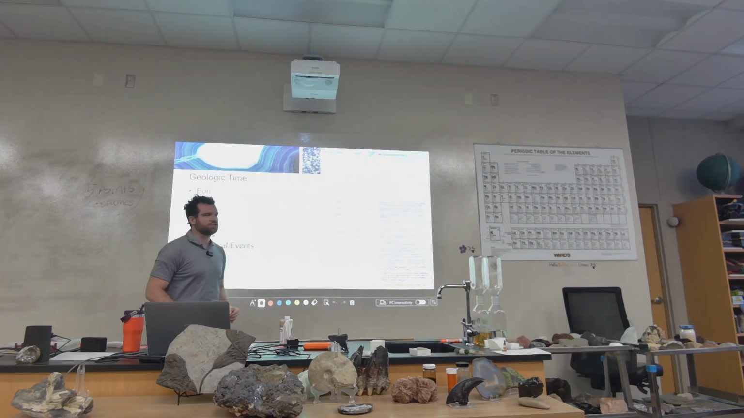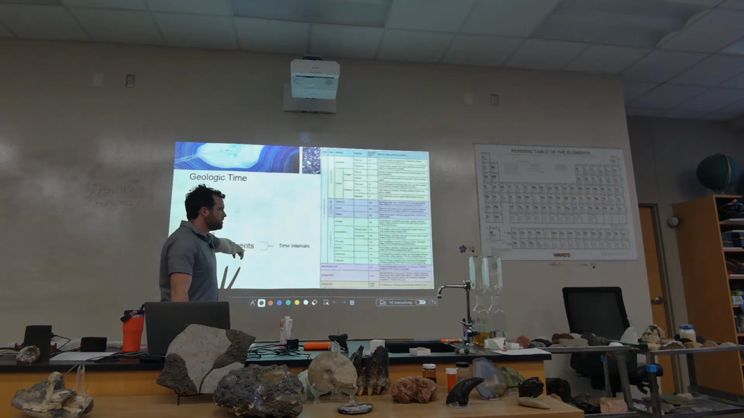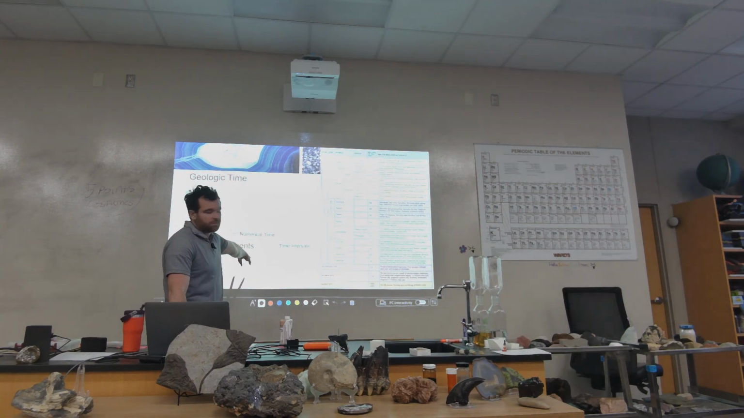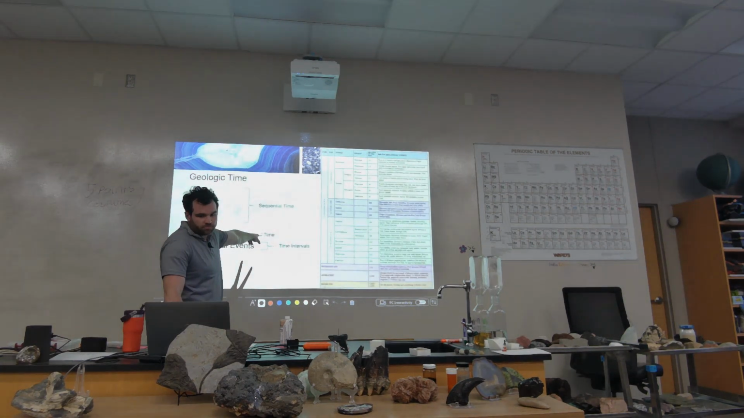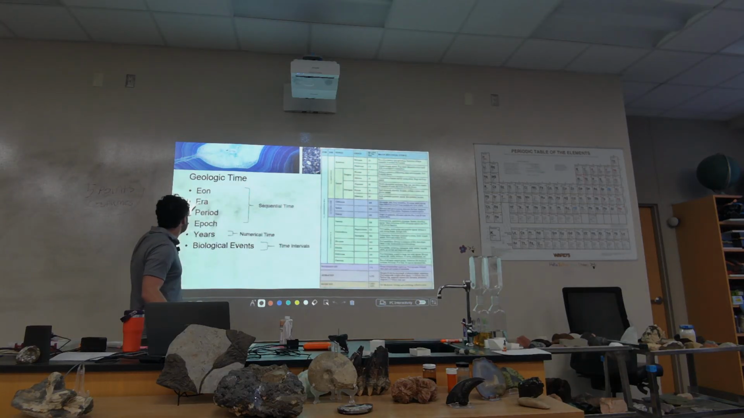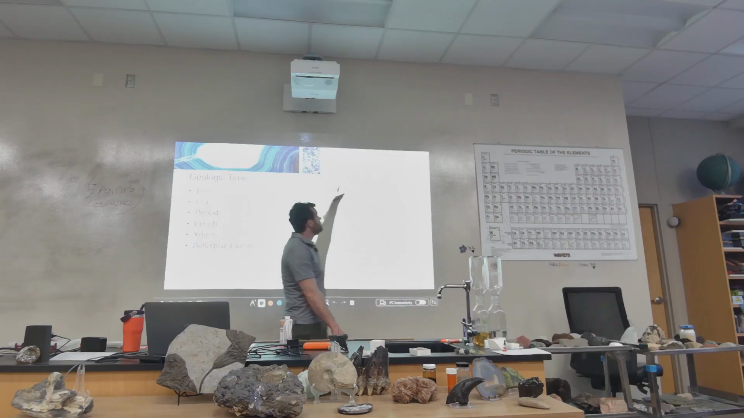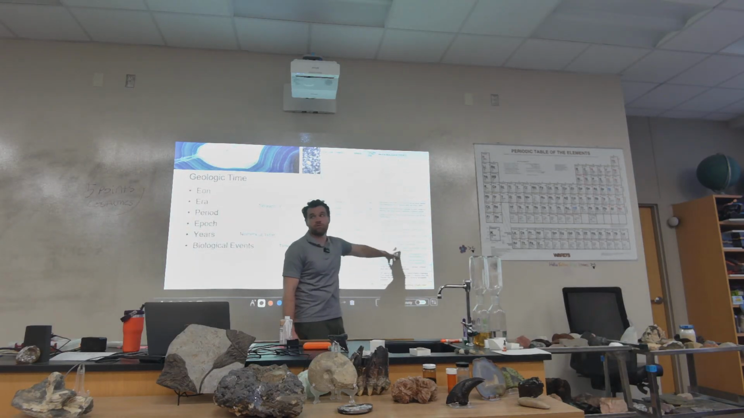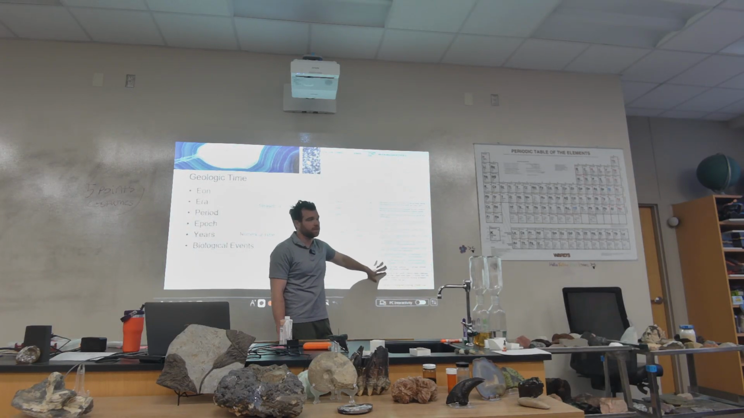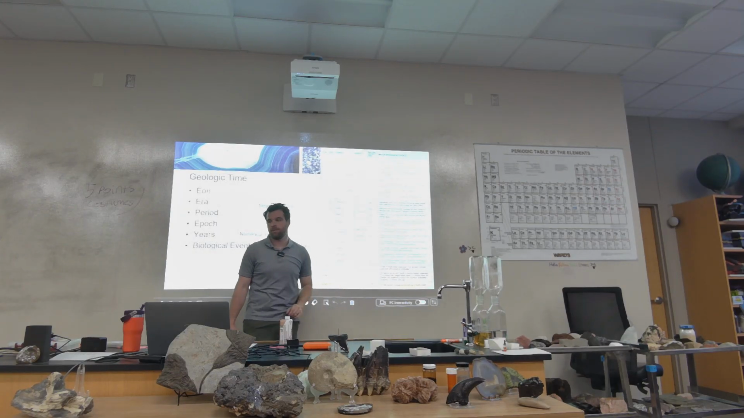So here is our geologic time scale. We have biological events that were the time intervals we just talked about. The years, that's the numerical time. Sequential time are going to be our eons, eras, periods, and epochs. Okay, here's that time scale. You can feel free to use this time scale, by the way, for your labs if you have not found one online that you like. Feel free to use this one.